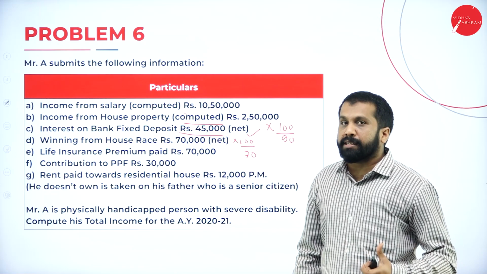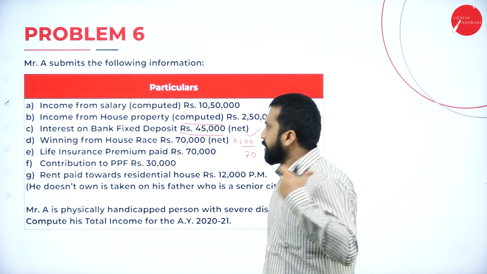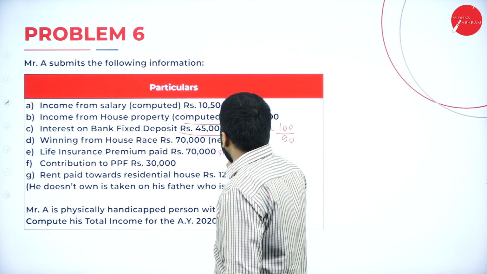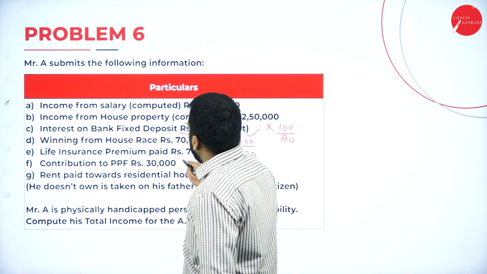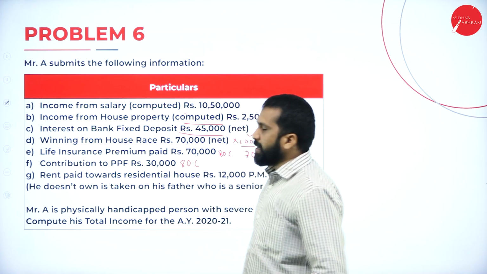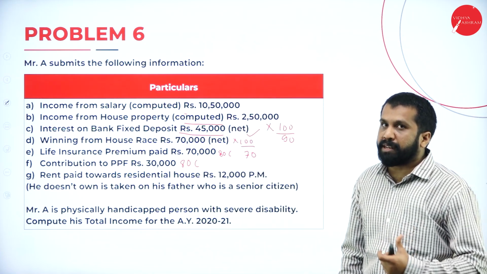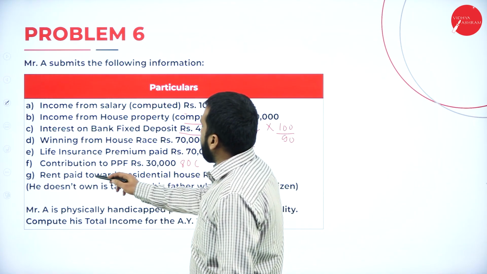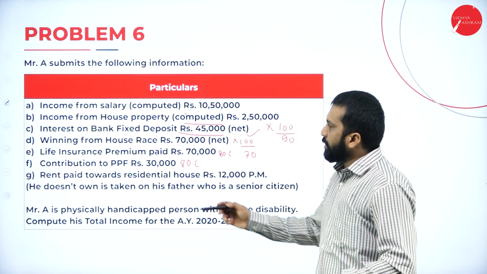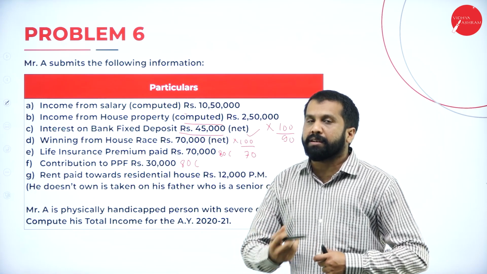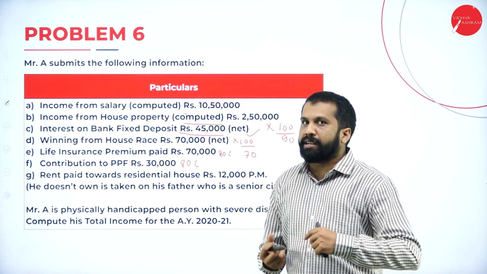Then, life insurance premium paid. Life insurance comes under 80C. Good. This is 80C. Then, contribution to PPF, 80C. Public Provident Fund. Rent paid towards residential house, 12,000 per month. It is not received, it is paid. Remember, it is not received, it is paid.